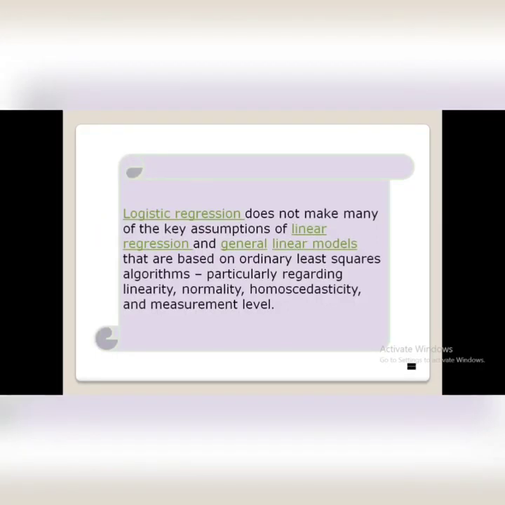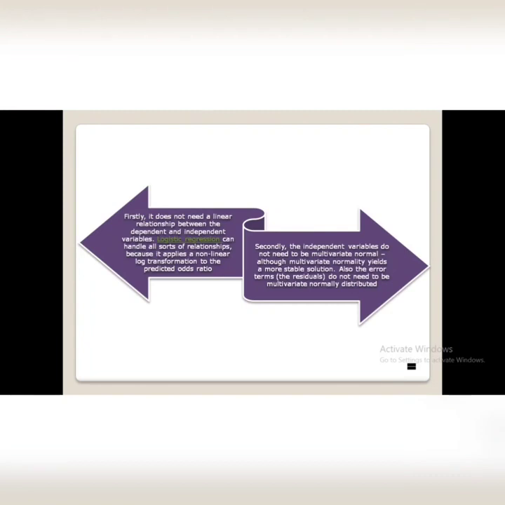Logistic regression does not make many of the key assumptions of linear regression and general linear models that are based on ordinary least squares algorithms, particularly regarding linearity, normality, homoscedasticity, and measurement level. Firstly, it does not need a linear relationship between the dependent and independent variables. Logistic regression can handle all sorts of relationships because it applies a non-linear log transformation to the predicted odds ratio.